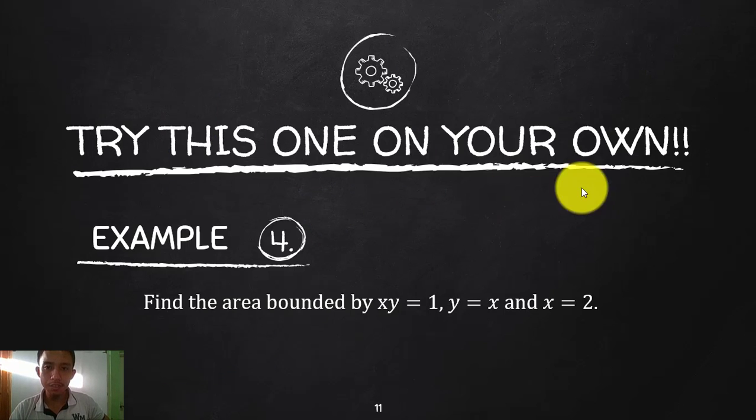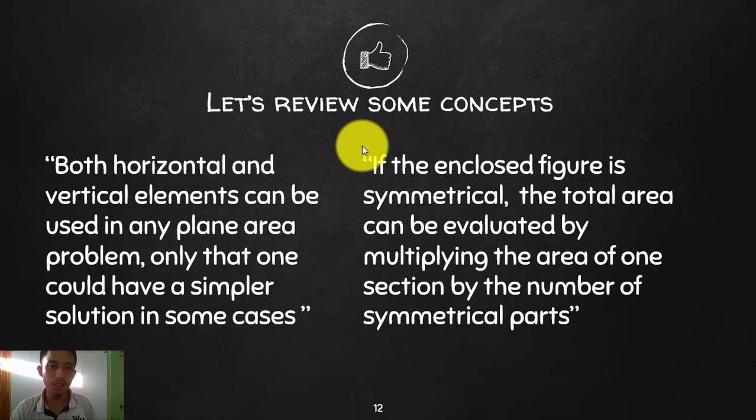Okay, now this is your activity. So let's review some concepts. So both horizontal and vertical elements can be used in any plane area problem, only that one could have a simpler solution in some cases. That is in some cases. Okay, it depends. Look at this example 1 and 2. This we have a simpler integration on vertical. But if you try to consider example 3 that we solved in horizontal, you need to break this down into a lot. So again, there are some cases wherein horizontal is better, and there are some cases wherein vertical is simpler. So again, you can decide on that.